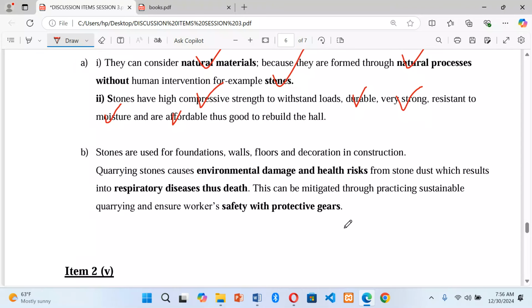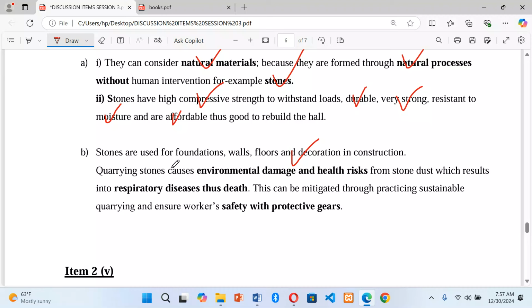Part B, they want us to advise on the choice of this material. Why are we choosing this material? So in this case, we can always give the function, and then after we use it, we say it can be used for this, but once used, it can bring about this danger, which can bring about this effect, but can be mitigated through these ways. So that's what we're saying, that stones are used for foundations, walls, floors, and decorations in construction.